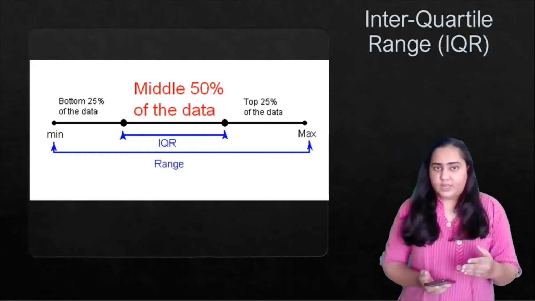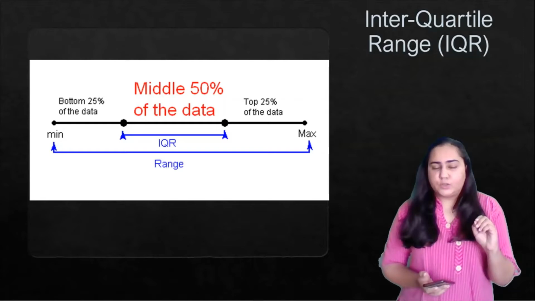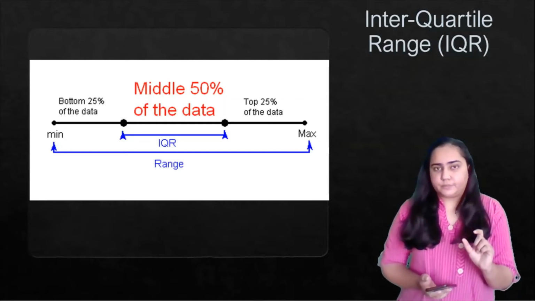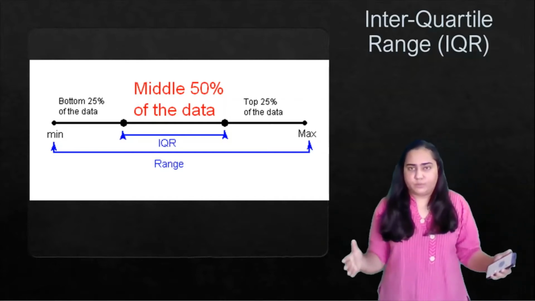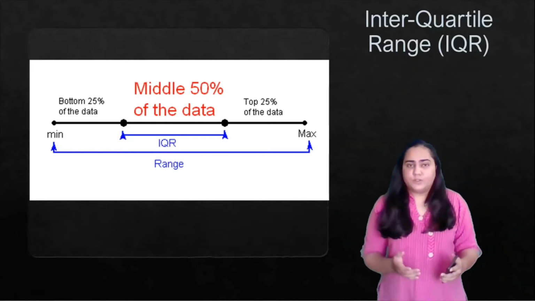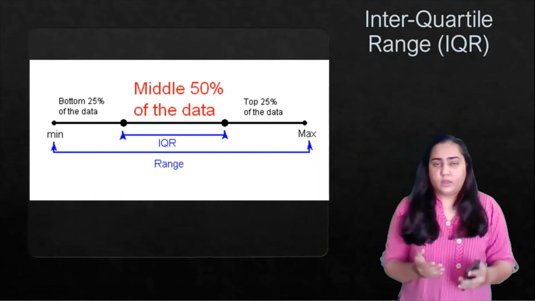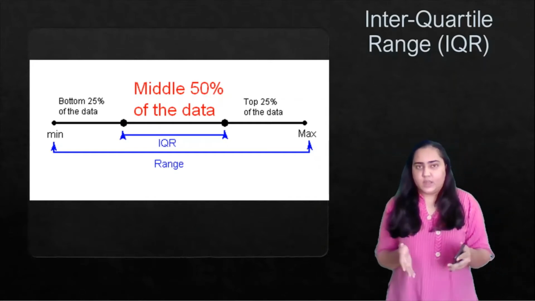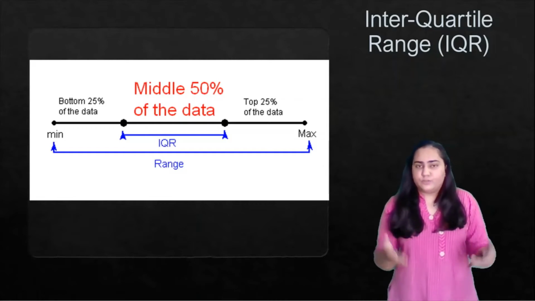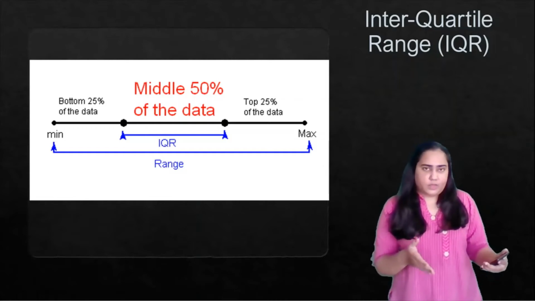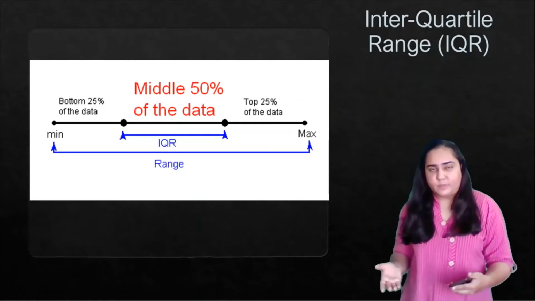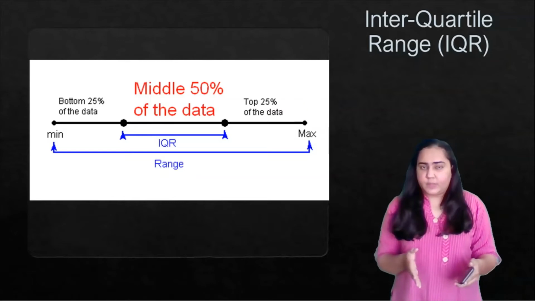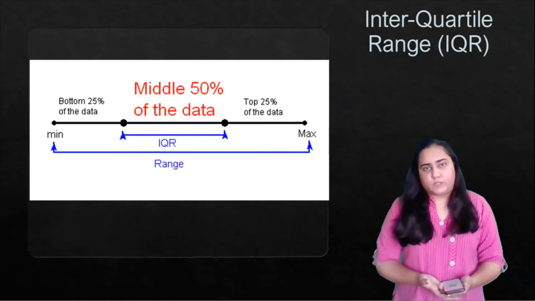So IQR is nothing but the range of the middlemost 50% of the data. So you have a whole 100% of the data, but you want to find the range of the middlemost 50%. Now this is not as easy as it sounds, because to find the 50% below or 50% above something is very easy, but to find 50% in the middle of something takes a little bit of calculation.